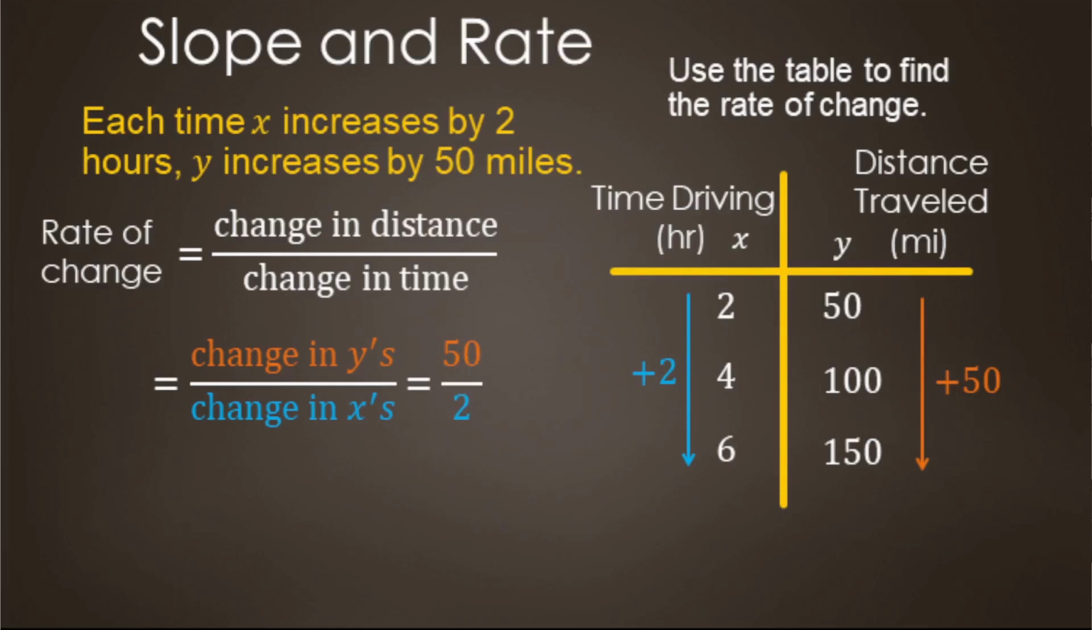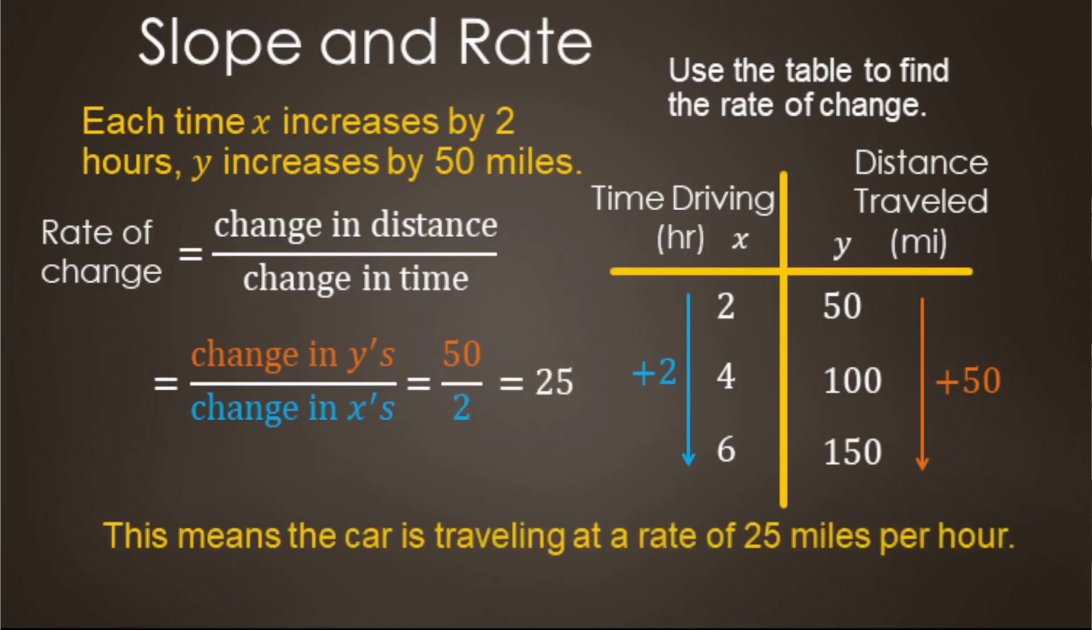And we can actually do this division here. 50 divided by 2 makes 25. So the car, or the bicycle, or whatever it might be, is traveling at a rate of 25 miles per hour. And you could write mph here if you wanted, for the rate.